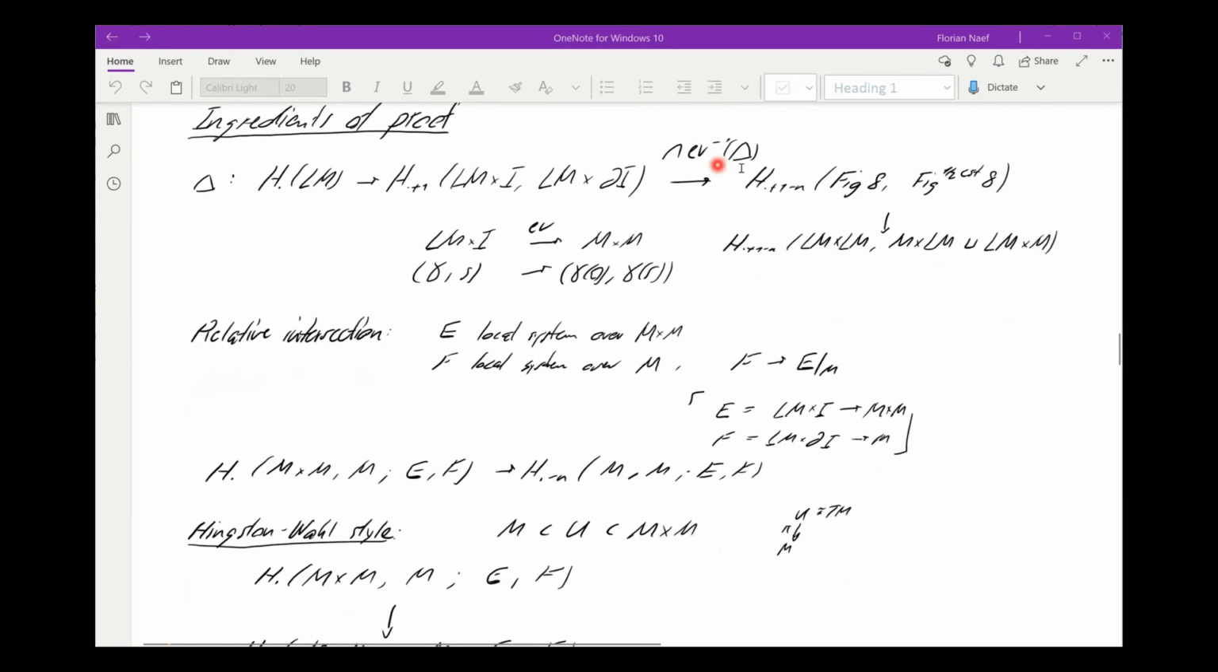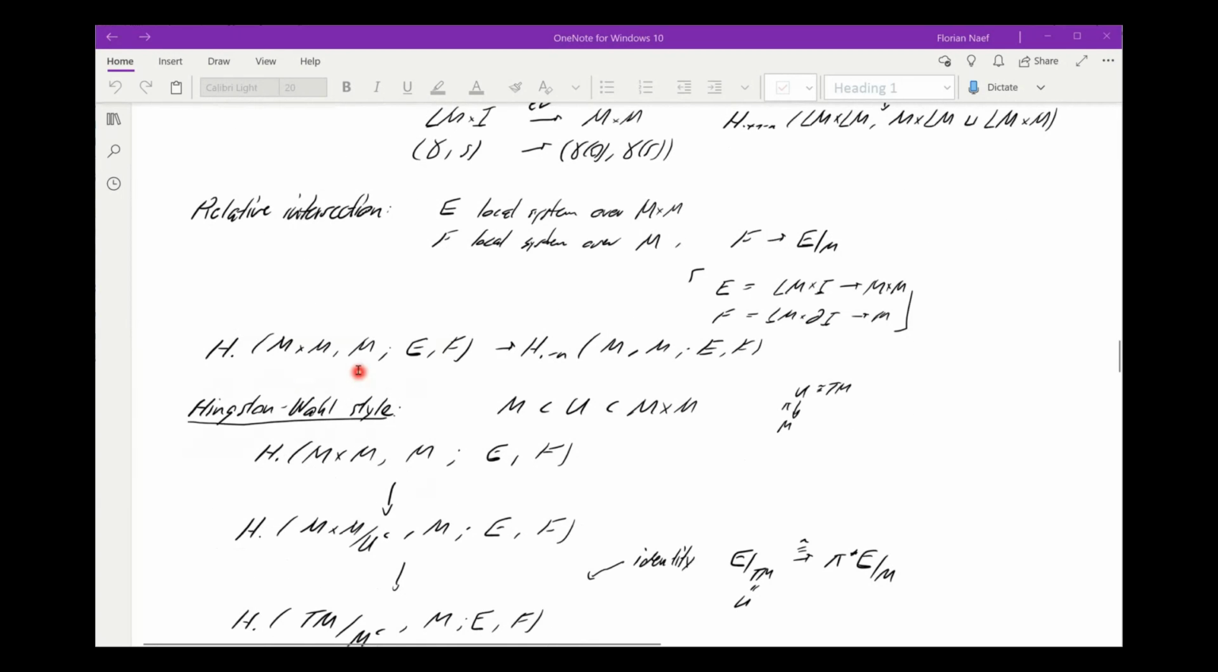Let me try to formalize this a little bit, or simplify what kind of intersections we need to do here. So let's assume that we have some kind of local system over M times M and some other local system over the diagonal, such that the local system over the diagonal maps into the big local system. And the situation that we have in mind is that our big local system is supposed to be the map LM times I to M times M. And our smaller local system, which now lives only over the diagonal, is here just two copies of the loop space.